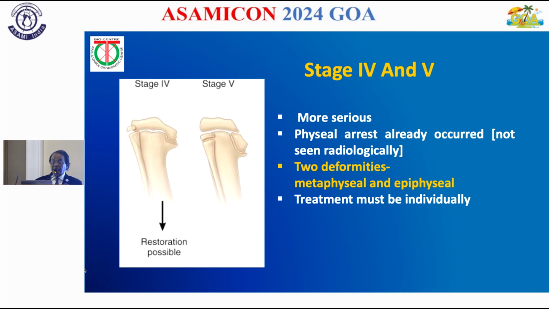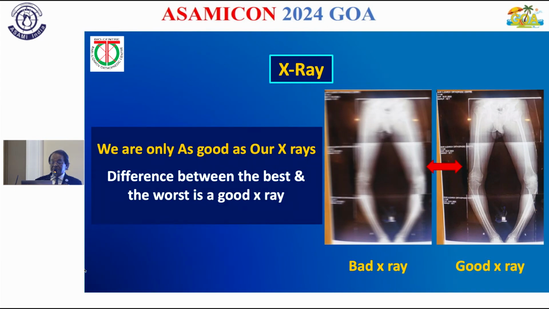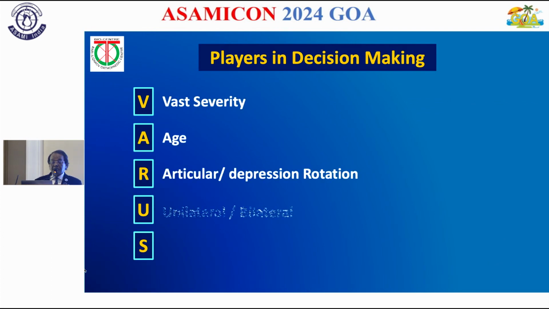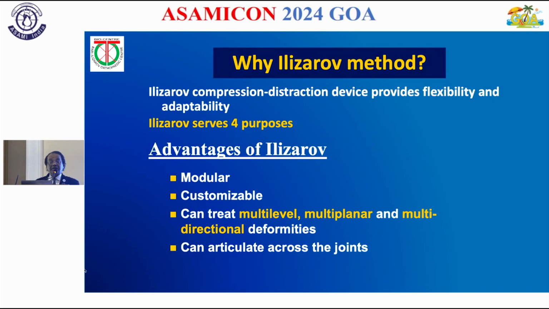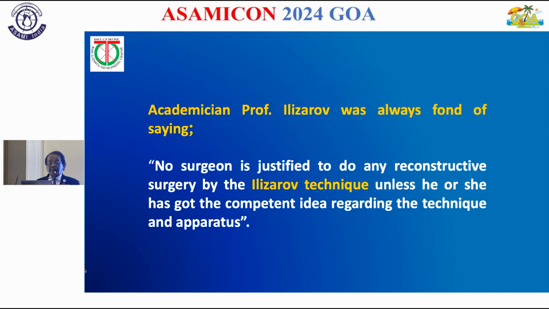Stage 4 and 5, more serious. And stage 4, medial bony bridge and epiphyseal closure. And you can see the X-ray here, bad X-ray and good X-ray. So, the factors in decision making, these are the things: severity, age, articular depression, unilateral, bilateral, or shortening of the limb. Now, treatment, early osteotomy of the tibia. Why Elizarov, you know all. And postoperative management and rehabilitation is very important.